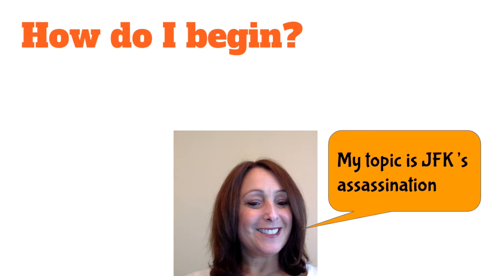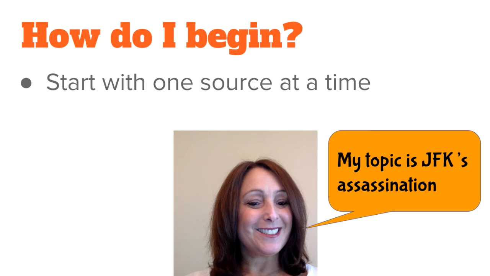So, how do you begin? Well, let's pretend, here I am, that my topic is JFK's assassination. The first thing you're going to do is you can only start with one source at a time. There is no use going to a library or to the back of our tables and taking more than one book at one time, because you simply cannot look through everything at the same time.